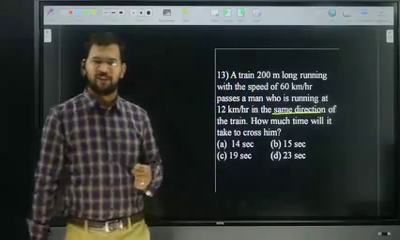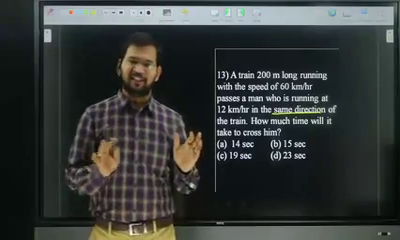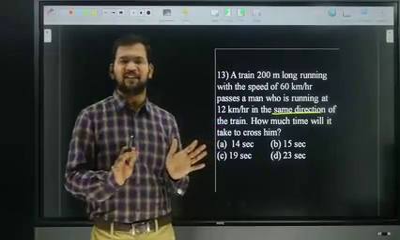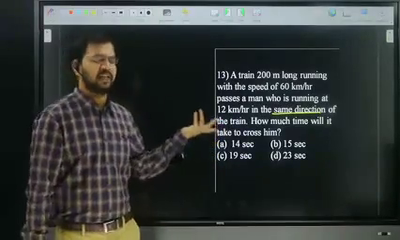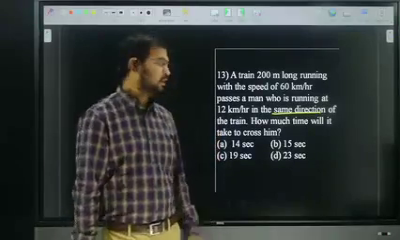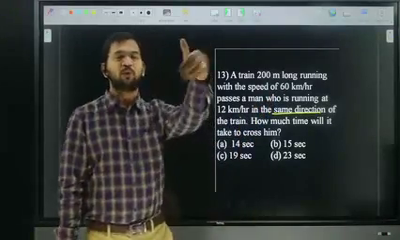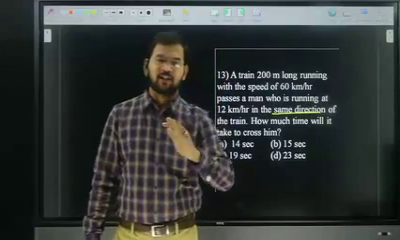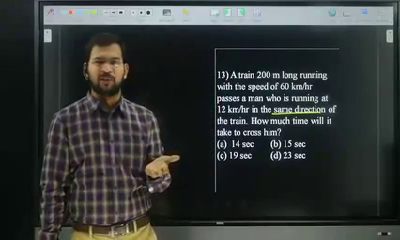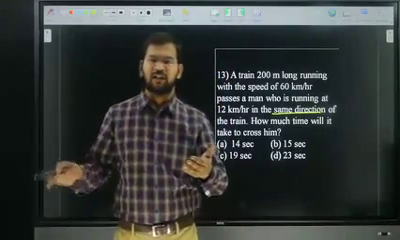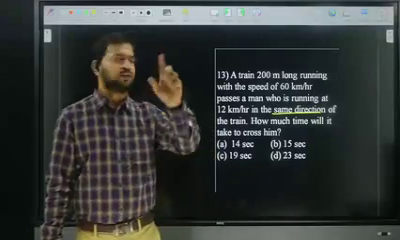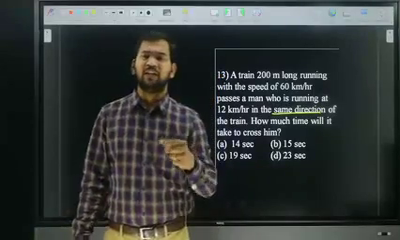Definitely these types of problems are in the same direction. Same direction means the difference of their speeds. Difference is what? 60 minus 12, difference is 48. Therefore, 200 meters by 48. 48 is in kilometers per hour, so 48 into 5 by 18. So 200 by 48 into 5 by 18.